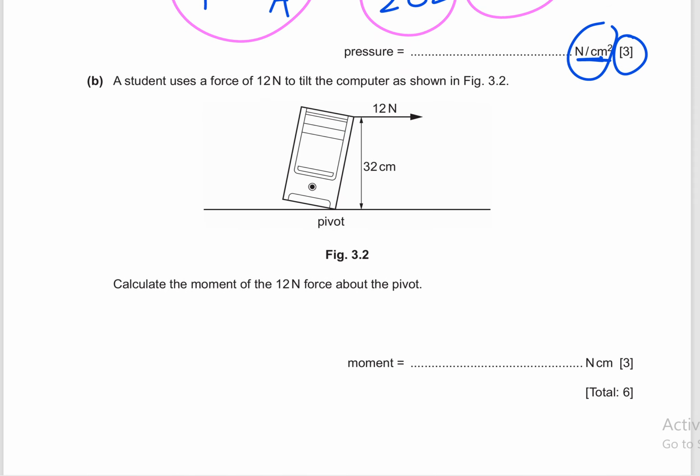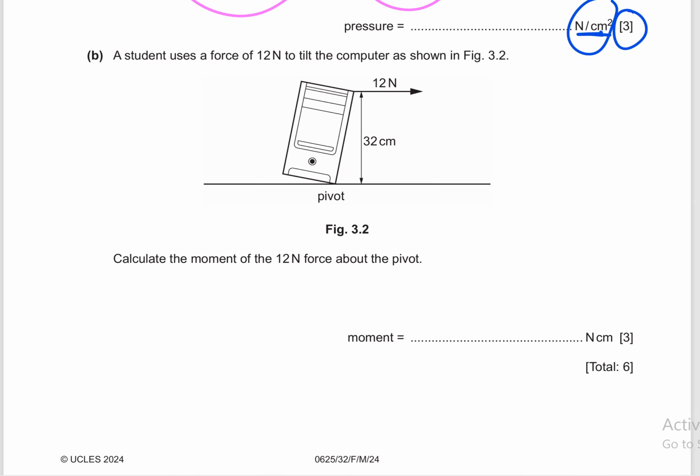Now, in part B of the question, they say, a student uses a force of 12 Newton to tilt the computer as shown in the figure. This is the force. Calculate the moment of the 12 Newton force about the pivot. This is the pivot right here. We all know, again, please pay attention, it's 3 marks.